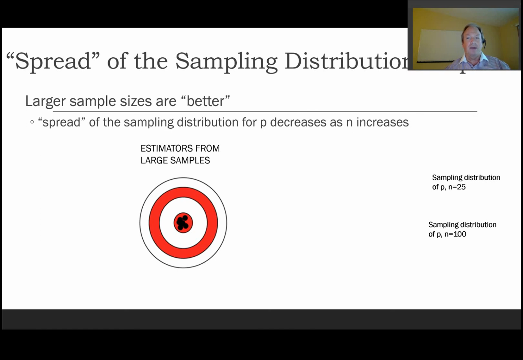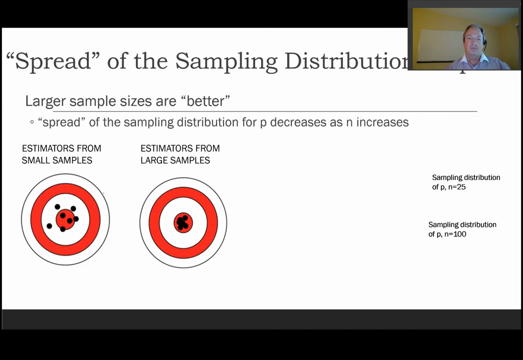So again, going back to the bullseye analogy, if we have estimators from large samples, the estimates are precise. In other words, they're very close to the actual parameter value, which is what we want an estimate to be, right? Think about a car estimate. On the other hand, if we have estimates from small samples, without putting too fine a point on it, we don't have the ability to average out the extreme values as well. And so they tend to be more scattered. They have a greater spread around the parameter value. And again, these are both random samples.